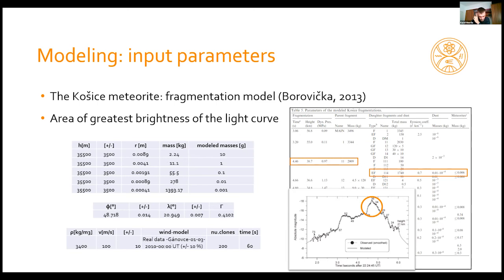Here is the wind model, which presents the real data from the nearest meteorological station, Poprad-Ganovce, in the north of Slovakia. The wind field is modified by plus or minus 10% for each clone, because the wind field changes locally, and the place of the event is approximately 100 kilometers from this meteorological station.